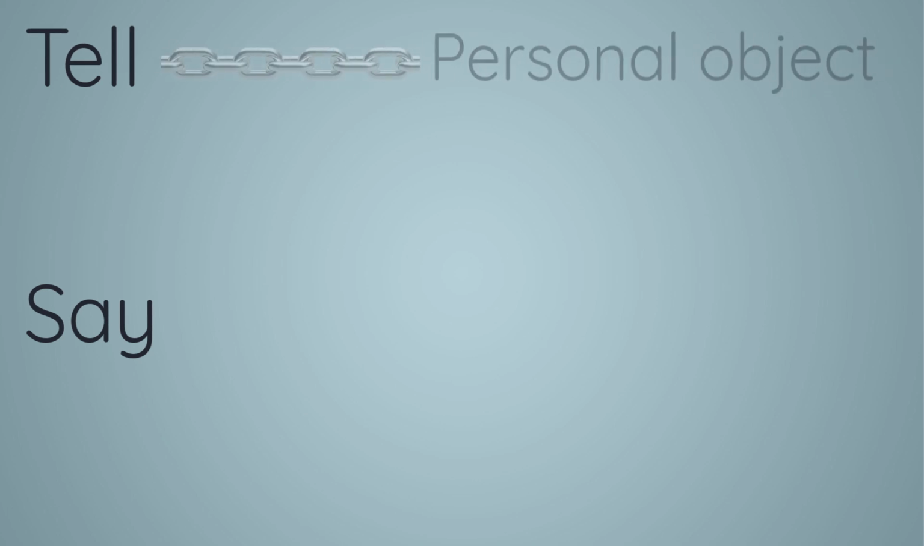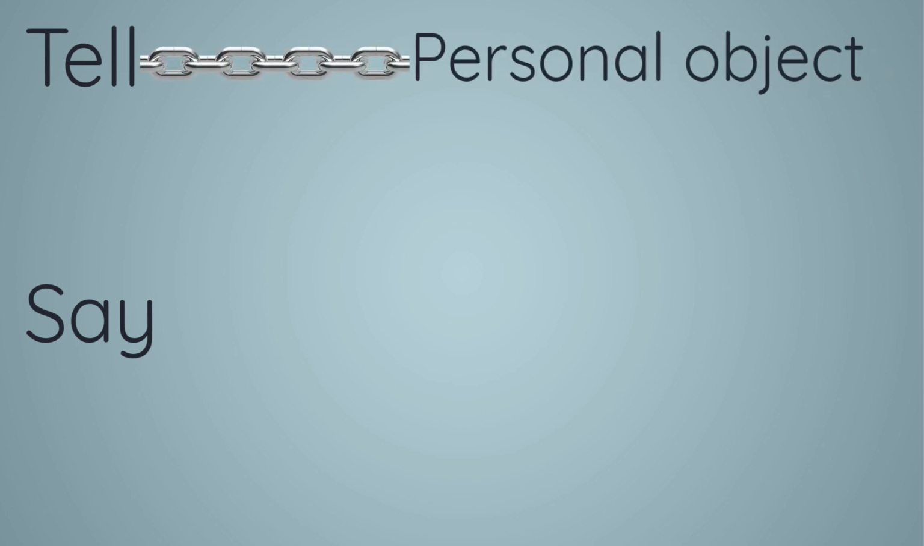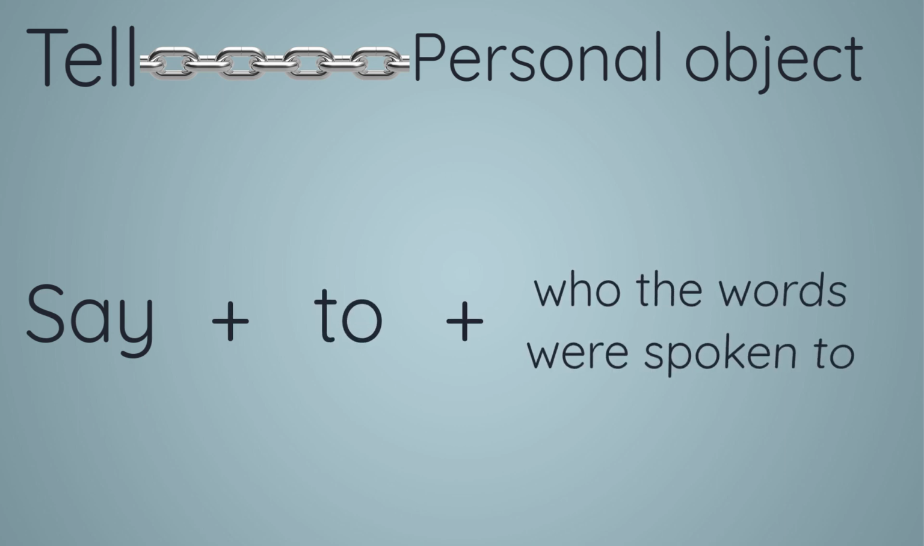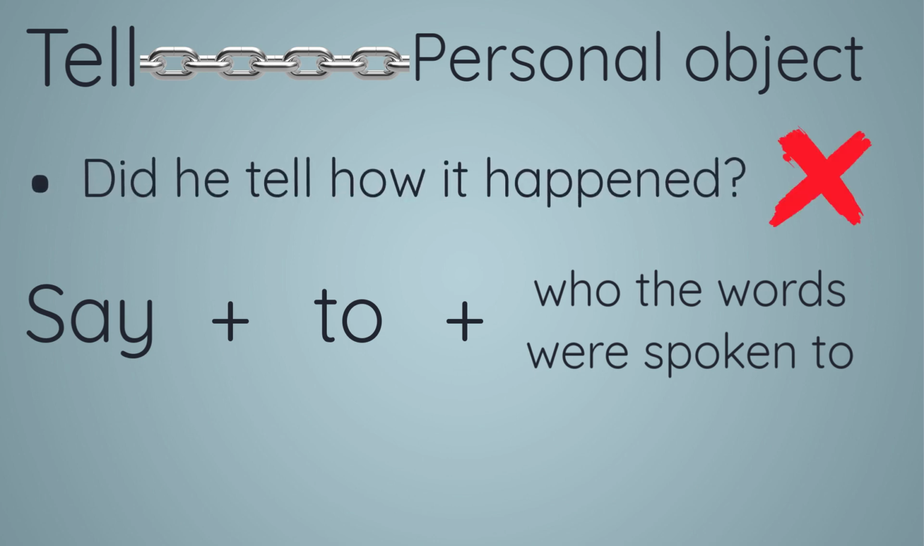The most important difference between these two verbs is that tell must have a person following it. It must have a personal pronoun or name. And say needs to use the preposition to if you want to include who the words were spoken to. So this one is wrong. Did he tell how it happened? We need a personal object. Who did he tell the information to? You, them, us, Sarah. This information is missing from our sentence. So we need to say who.